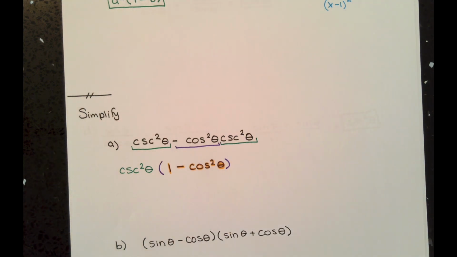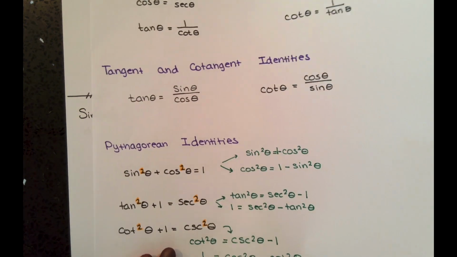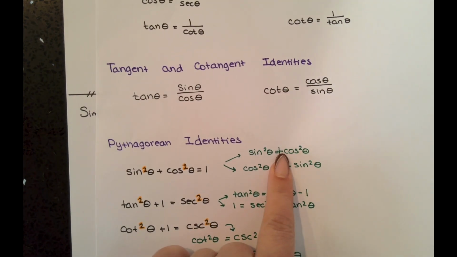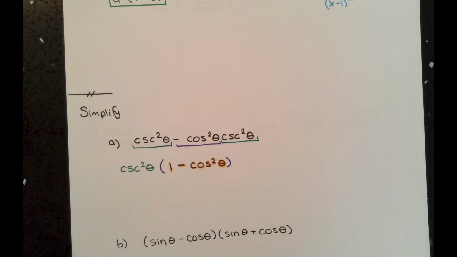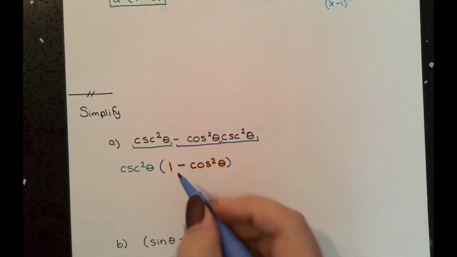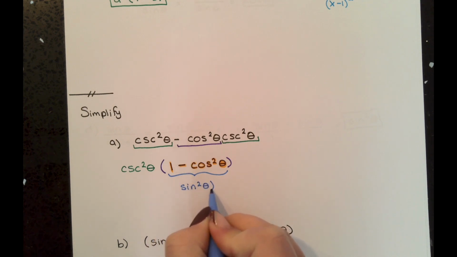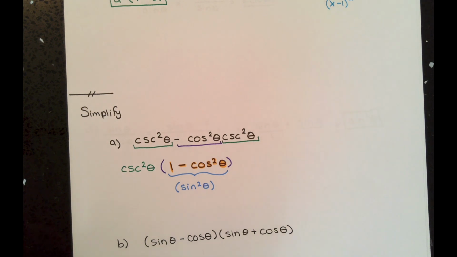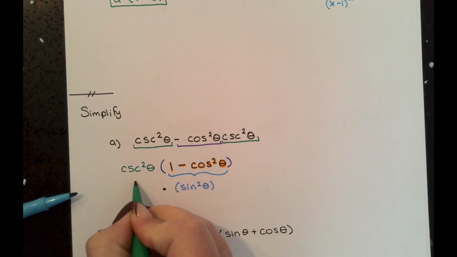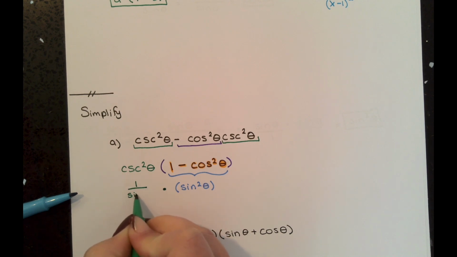So 1 minus cosine squared of theta, we look at our cheat sheet, is equal to sine squared of theta. So we can rewrite all of this bubble as sine squared of theta. And we know that cosecant squared of theta has a relationship with sine. What kind of relationship is it? It is a reciprocal relationship. So cosecant squared, let's make it green, is 1 over sine squared of theta.